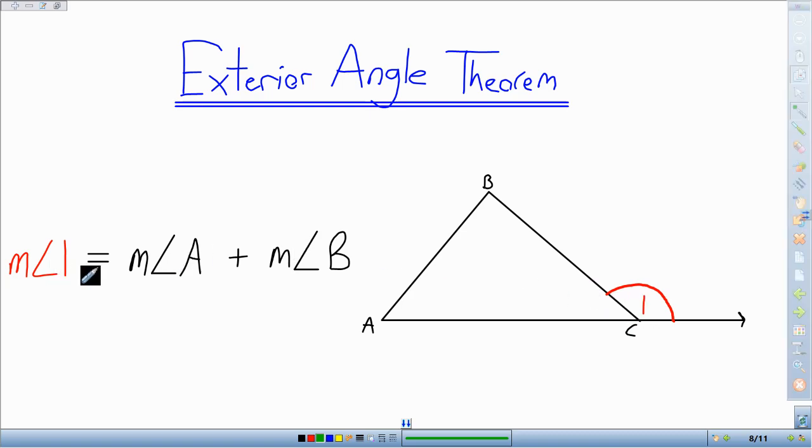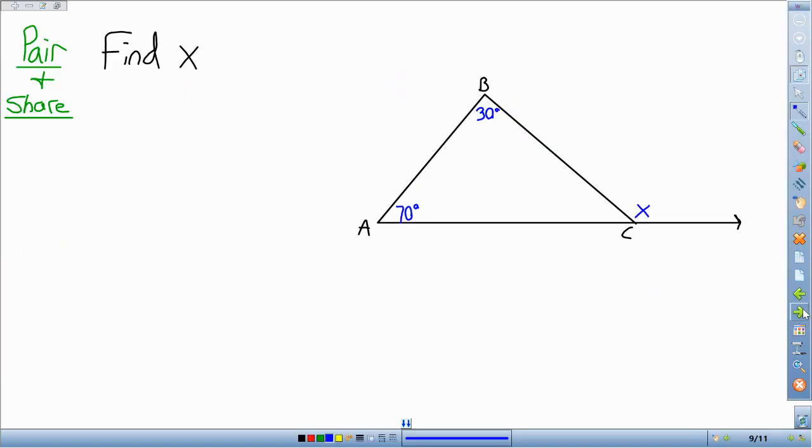Well, here's all we have to do. It equals the measure of this angle plus the measure of this angle. So these two angles, when added together, equal our exterior angle. It's that simple. So, quick example. If this was a 10-degree angle and this was a 30-degree angle, this would be a 40-degree angle. Adding them together. It's really that simple. So let's try it out.